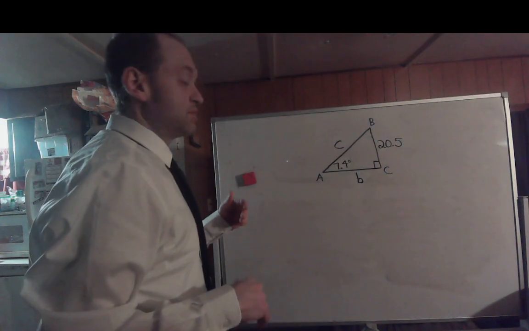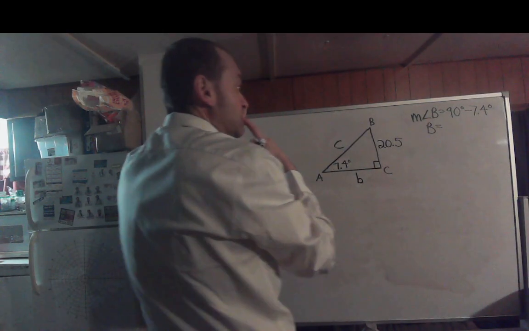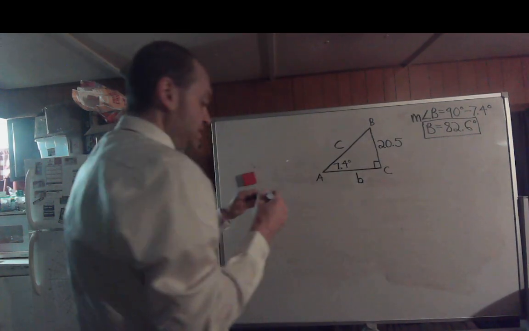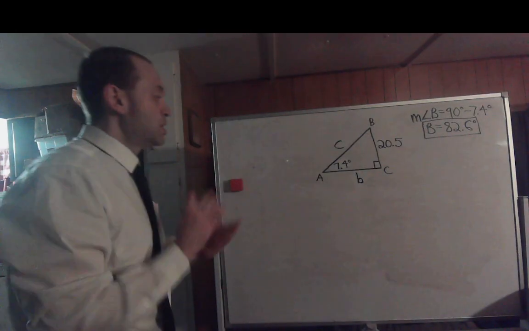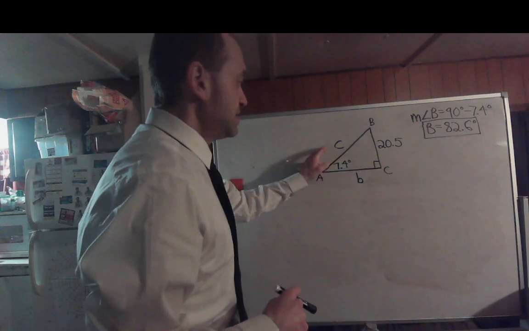Well, again, since we have an angle, let's solve for the missing angle, which would be B. So the measure of angle B is going to be equal to 90 degrees minus 7.4 degrees, which means B is going to be equal to 82.6 degrees. So you get that angle B is 82.6 degrees. Okay. Well, we found the missing angle, but we don't know sides B and C.